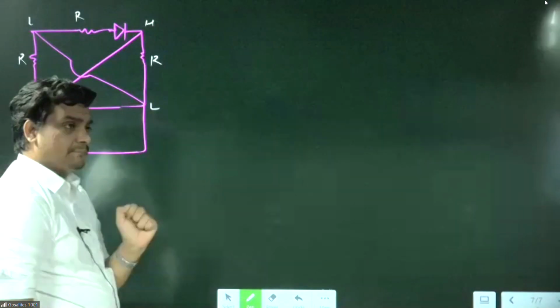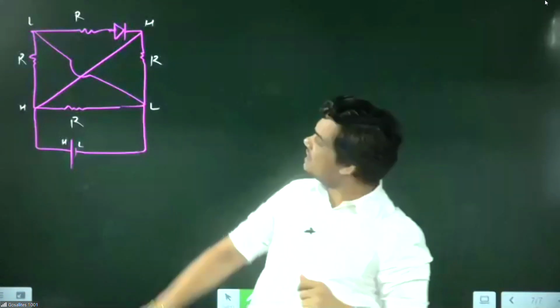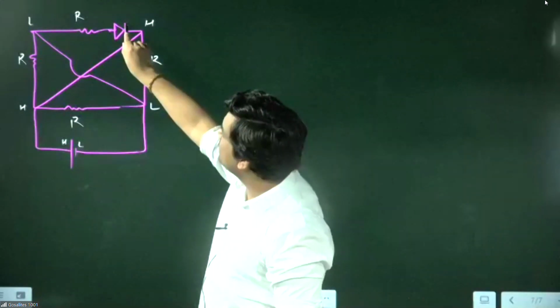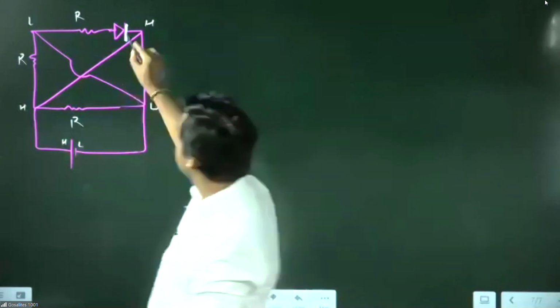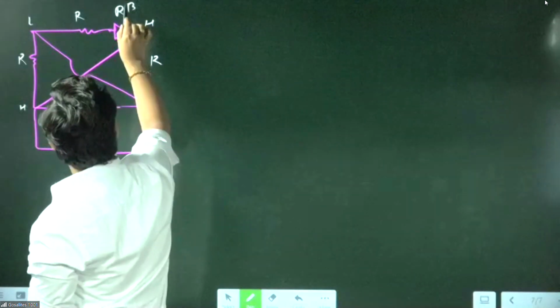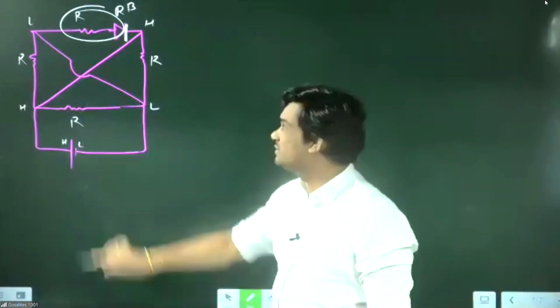What do you say? Is this diode forward or reverse? You can say in this one, this N terminal is connected with high. If this is connected with high, then this becomes reverse. And if this is reverse, then you have to just cancel the whole circuit of this. So how many resistances will be left?